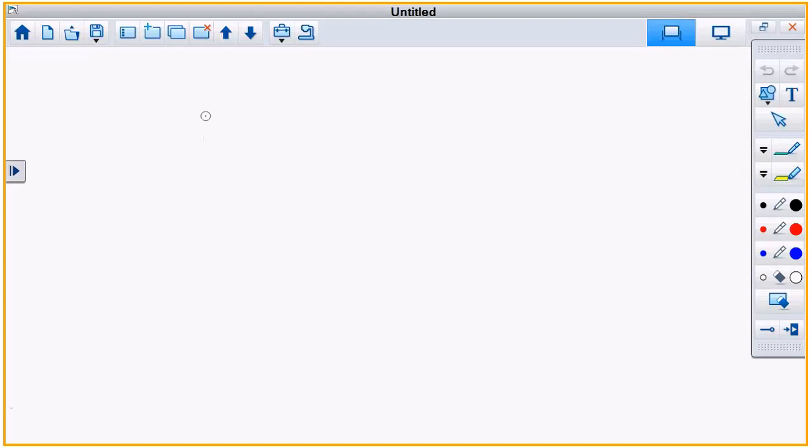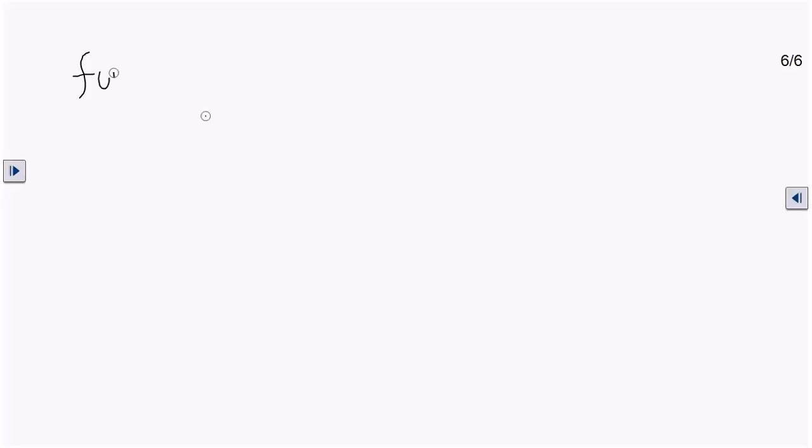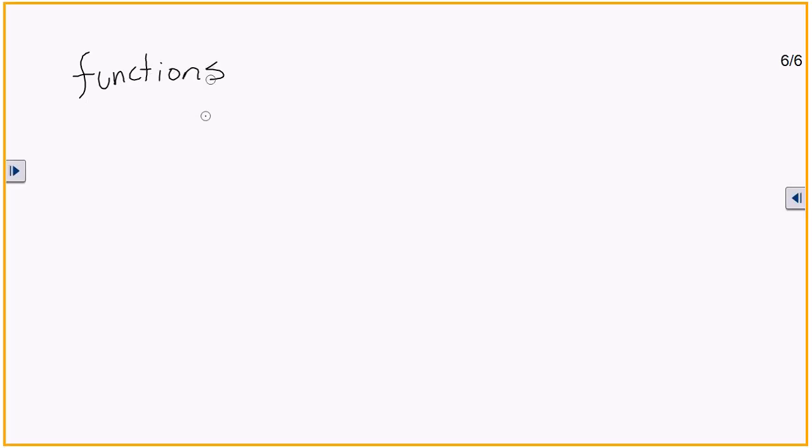Now I'm going to go over functions, and the reason I'm going over functions right after I went over polynomials is because they're very similar. Functions is kind of a fancy way of writing an equation. Functions are usually represented by the f of x. If you remember seeing f of x a good bit, that's what a function is.